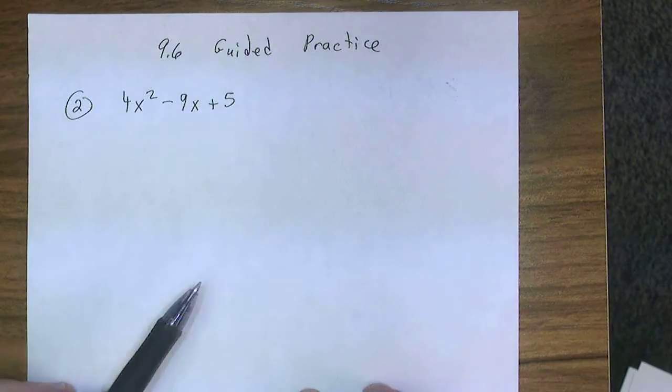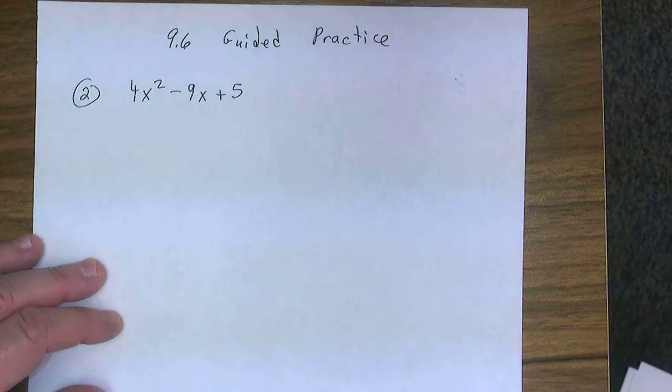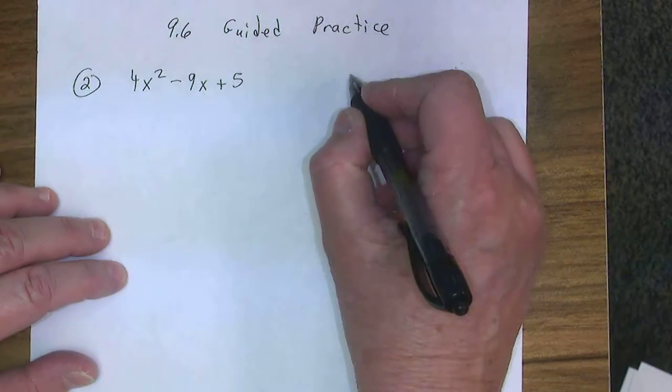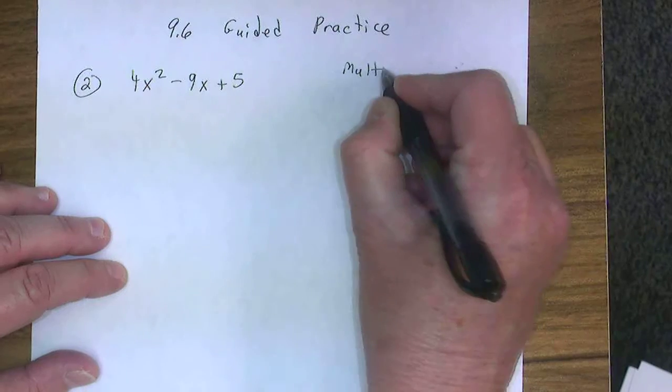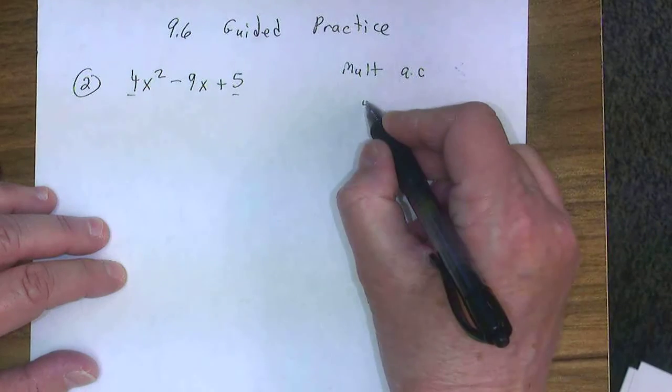Okay, let's look at a couple more problems from 9-6, factoring when a is not equal to 1. This is from the guided practice in the book. I think I just changed the variable to x. Remember, we multiply a and c, which is the 4 and the 5.